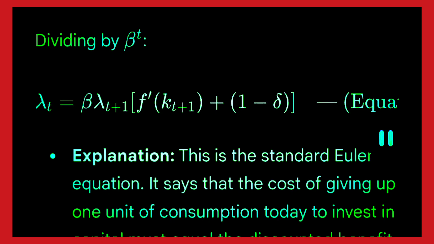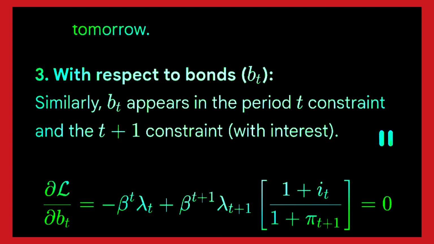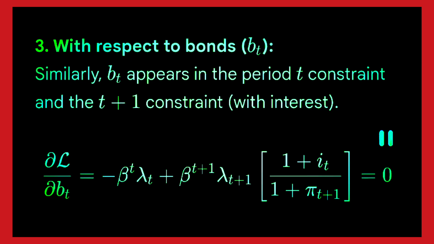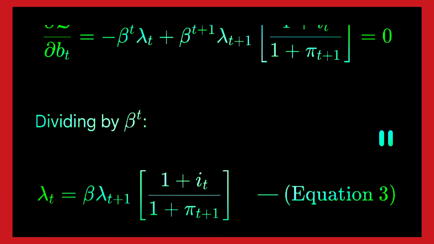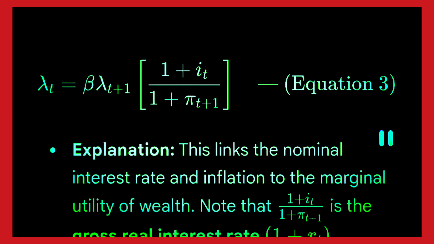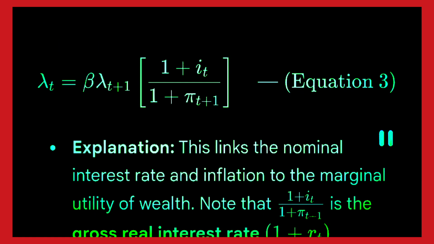3. With respect to bonds, B_t. Similarly, B_t appears in the period t constraint and the t+1 constraint, with interest. Dividing by beta^t. Explanation. This links the nominal interest rate and inflation to the marginal utility of wealth. Note that (1 + i_t)/(1 + pi_{t+1}) is the gross real interest rate, 1 + r_t.